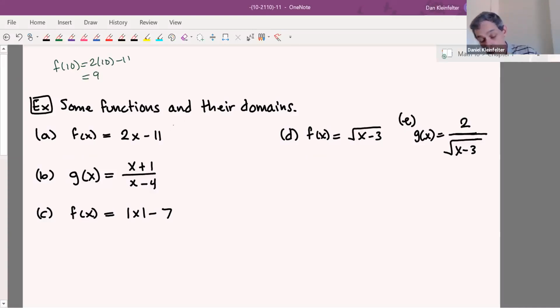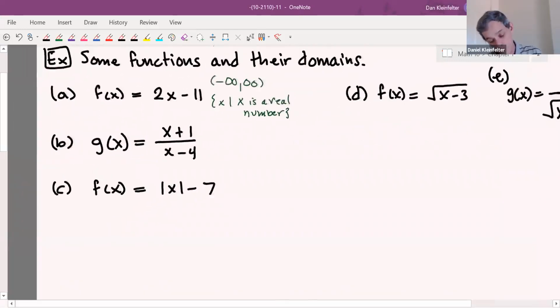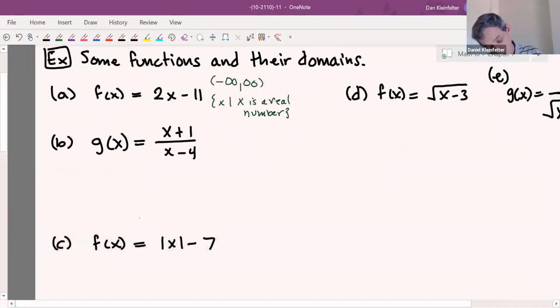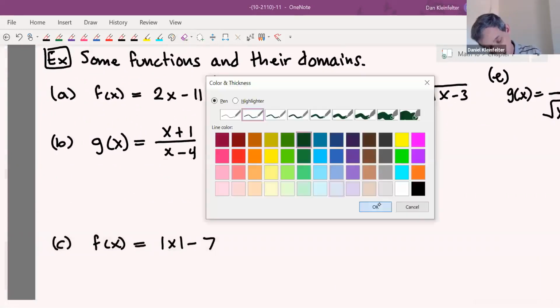So here, we could write this in interval notation. It's going to be all real numbers, negative infinity to positive infinity, right? We could write the set of all x such that x is a real number. Okay, that would be the set builder notation way of doing it. Okay, let's try b next.